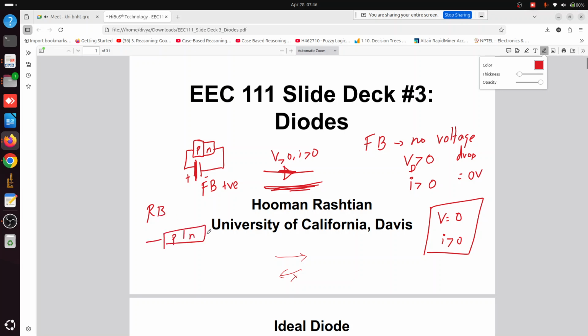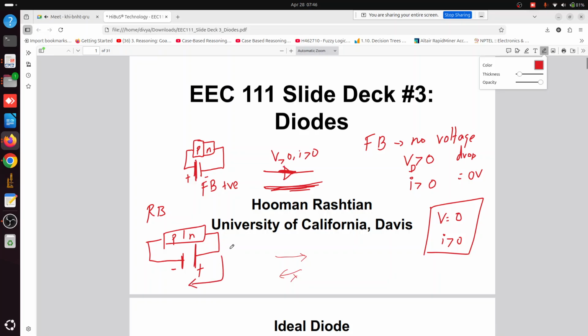So if the n terminal is connected to the positive terminal of the battery, and the p-type material is connected to the negative terminal, this condition is called reverse bias. So this condition is called reverse bias. Now in reverse bias, what is happening? Voltage will flow from where? Positive to negative, right? So this direction.